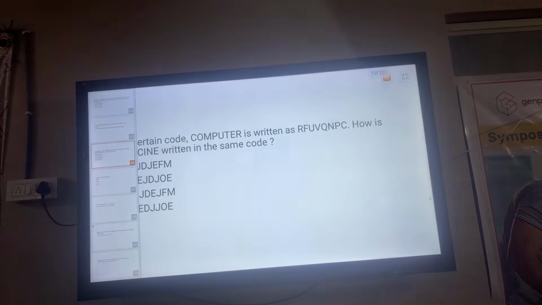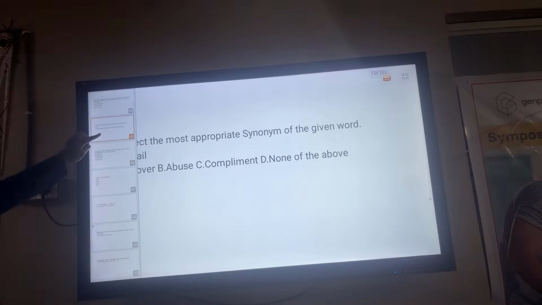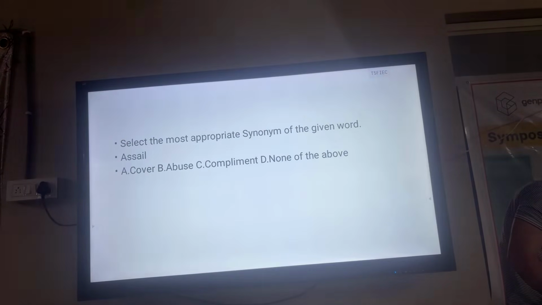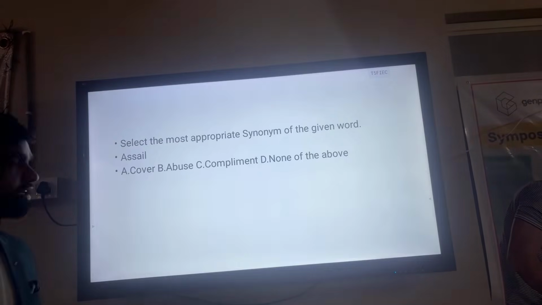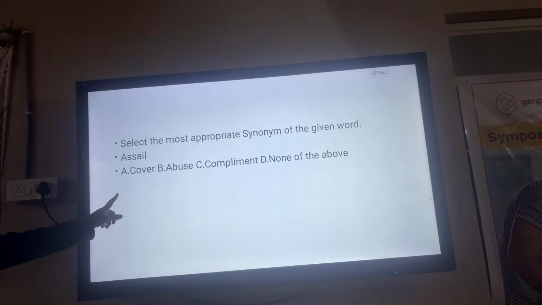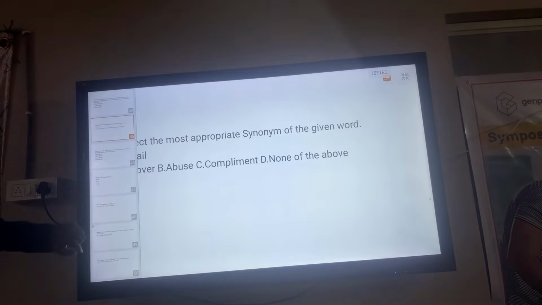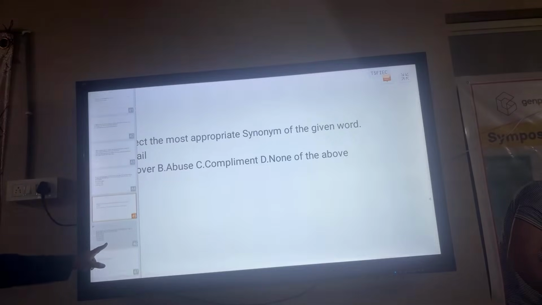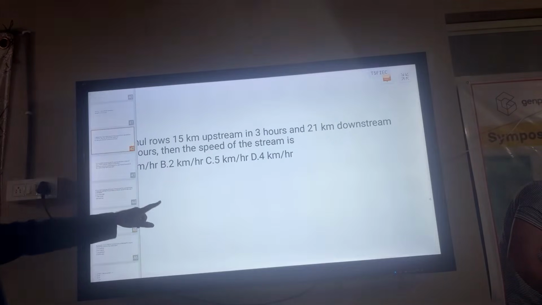One more question. Can you crack this one, please? Select the most appropriate synonym of the given word assail. Assail is nothing but abuse. Abuse someone is assail. Abuse.